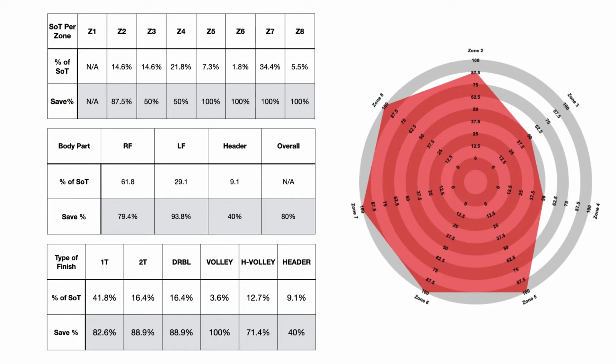The last chart in the data screen is the type of finish. So it's split down into 1 touch, 2 touch, dribbled, volley, half volley and headed. And we can see the percentage of shots on target and again the save percentage. So an example for this one, Liverpool have conceded 12.7% of their shots on target from half volleys and Alisson's save percentage is 71.4%.